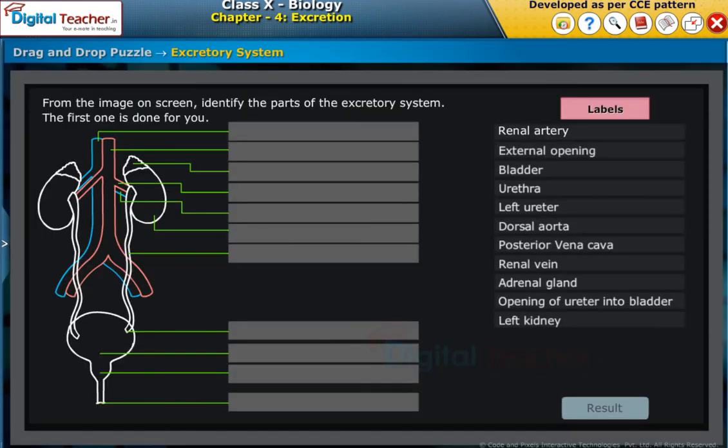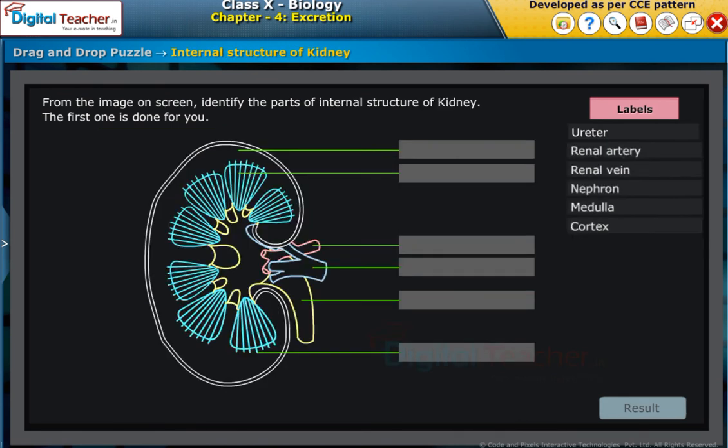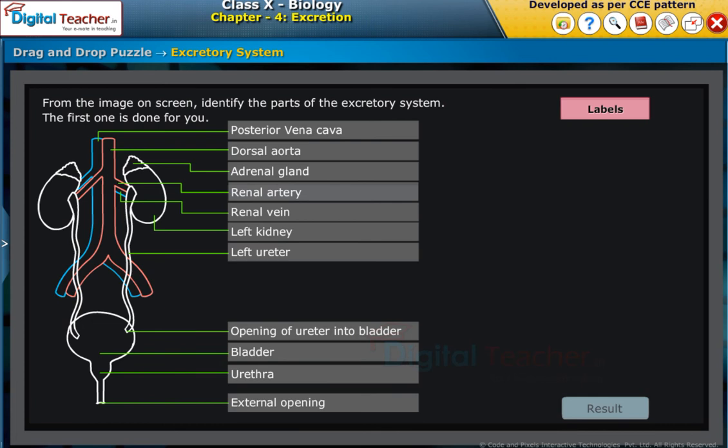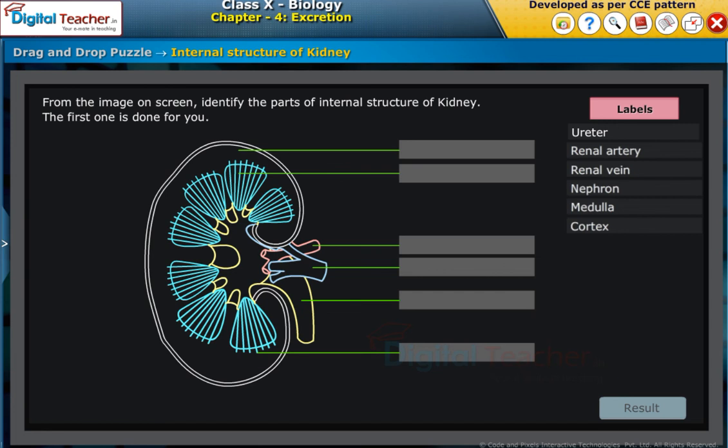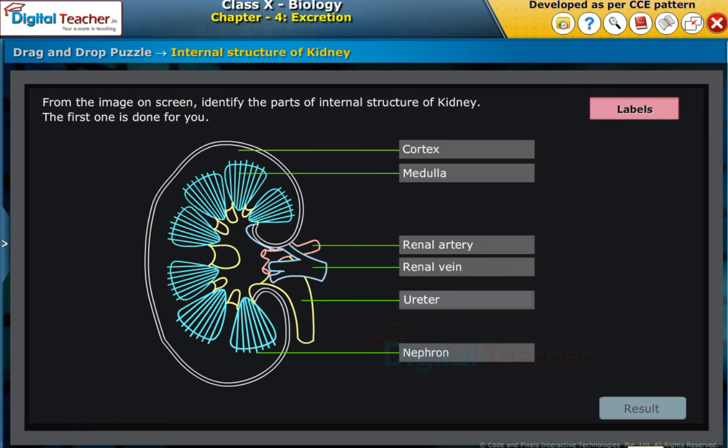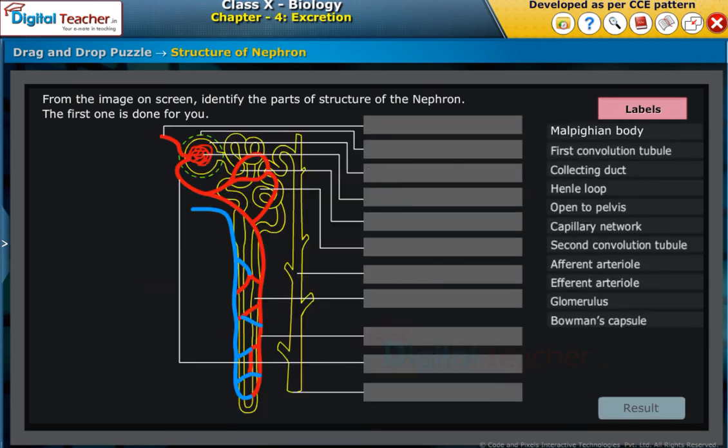Drag and drop puzzle. From the image on screen, identify the parts of the excretory system. The first one is done for you. Drag and drop puzzle. From the image on screen, identify the parts of internal structure of kidney. The first one is done for you. Drag and drop puzzle. From the image on screen, identify the parts of structure of the nephron. The first one is done for you.